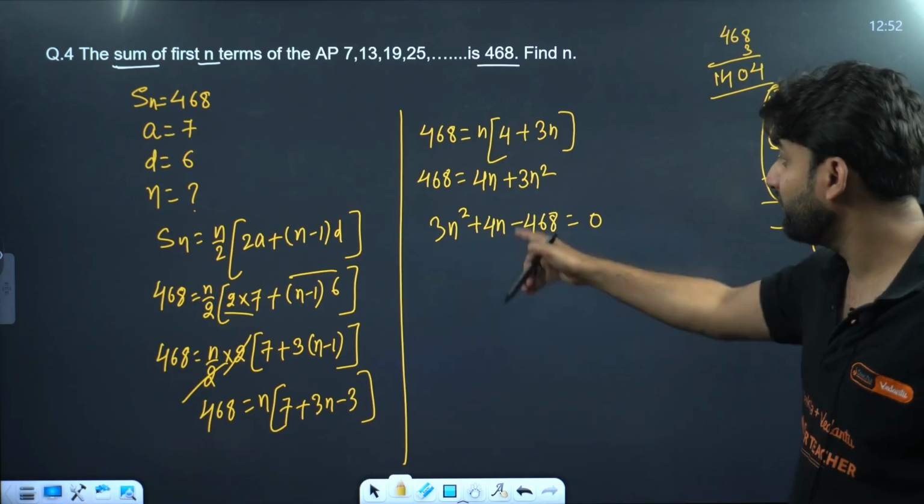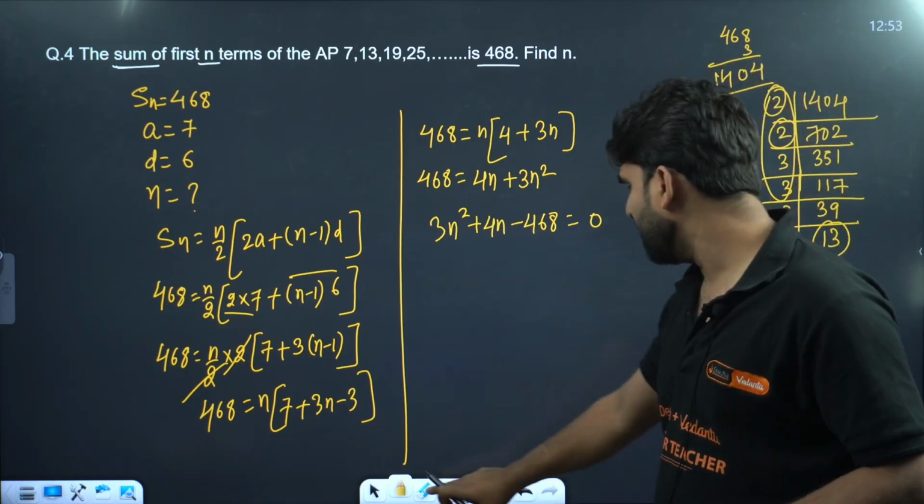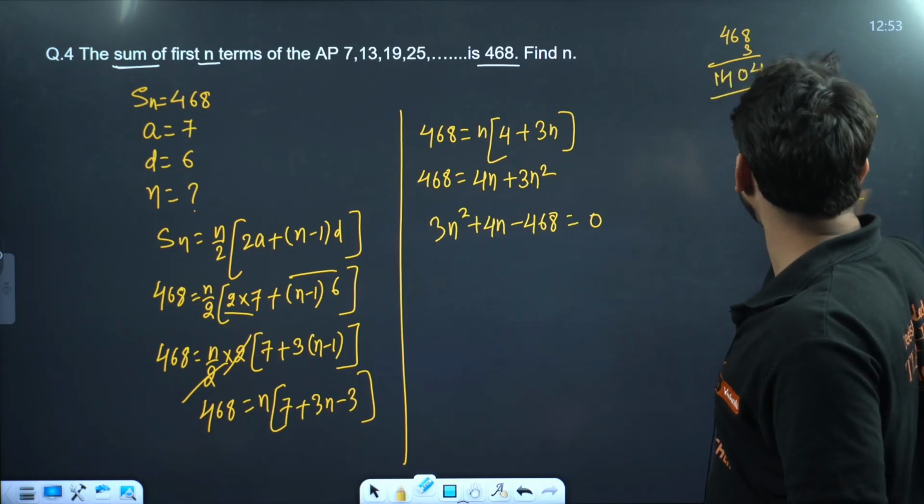We are not getting 4. We want 4 here. So let's apply. We can apply here, my dear champion. We can apply here what? We can apply here the quadratic formula.